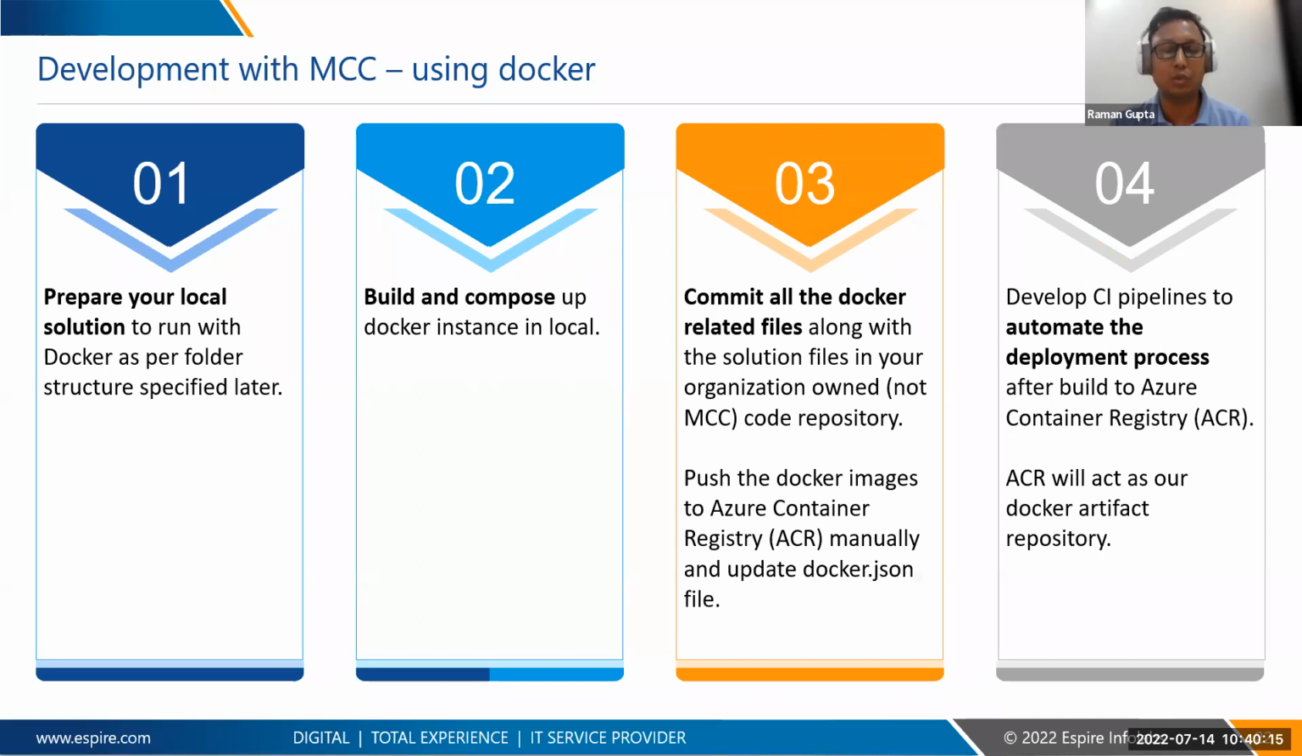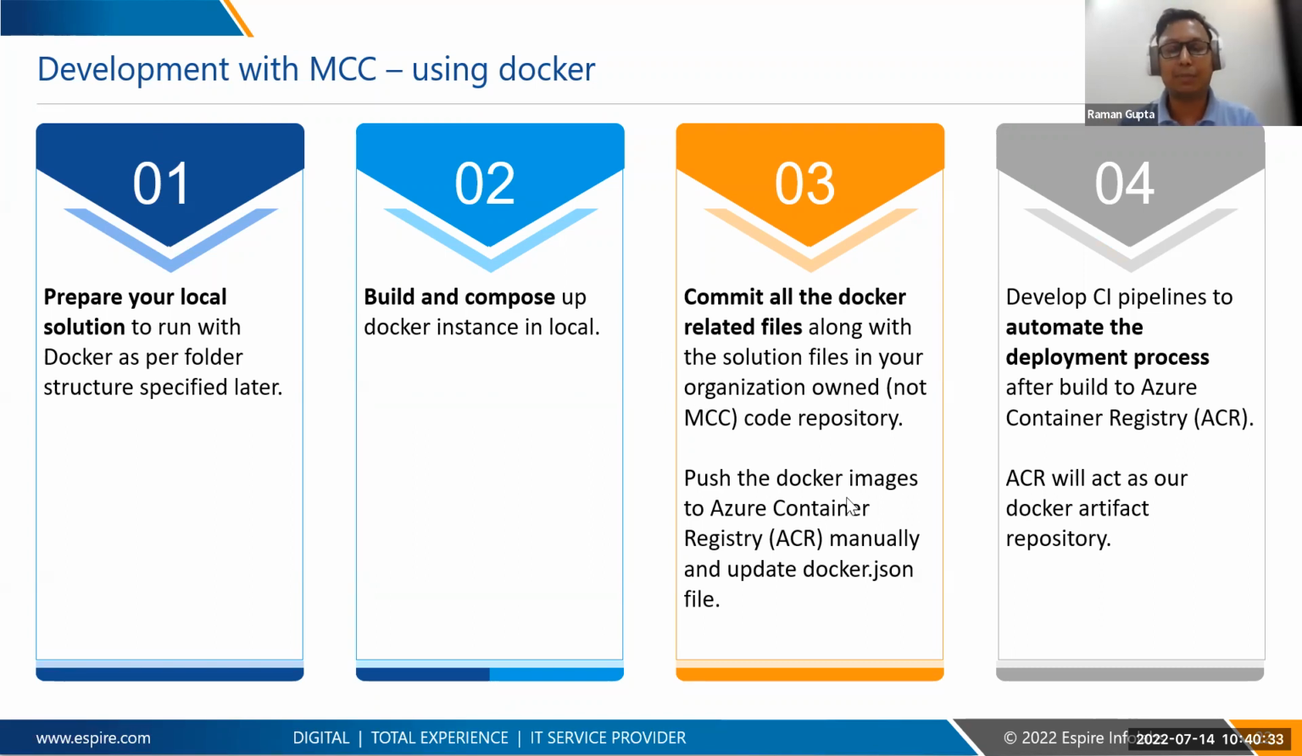we can push the images that we built in step 2 to the Azure Container Registry. This ACR is the Sitecore Managed Cloud ACR. Once we push these images from our local, we can update the Docker JSON file that is present in the application repository of MCC.